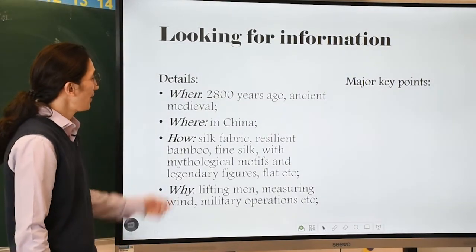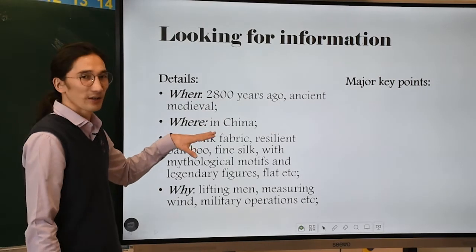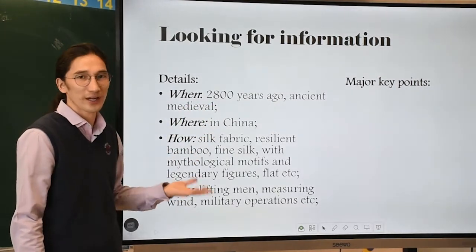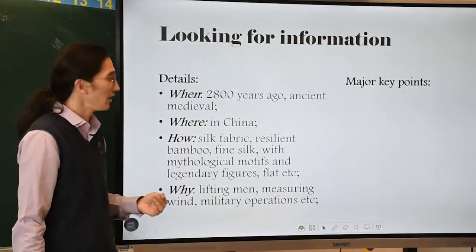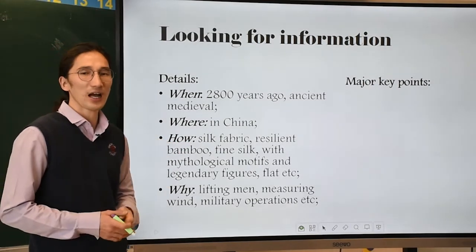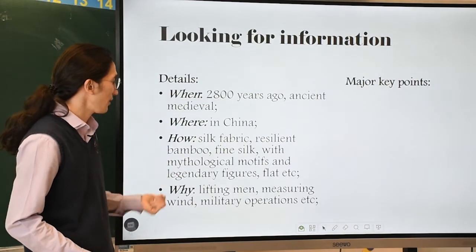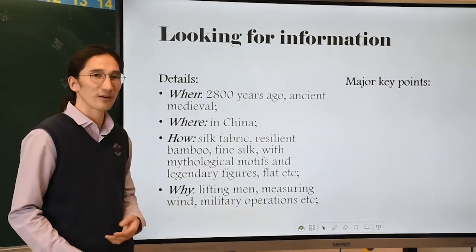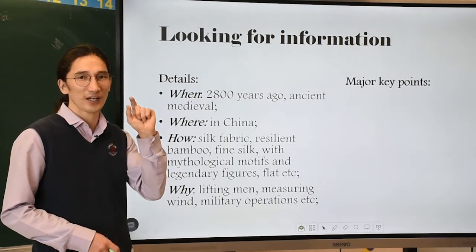For example, the question when asks for time-related information. As you can see from the text, 2,800 years ago, or ancient medieval Chinese, like that. And where? In China. And how was the kite made? Maybe made of silk fabric, resilient bamboo, or how was it decorated with the legendary figures, like that. So it's giving only very specific tiny information.